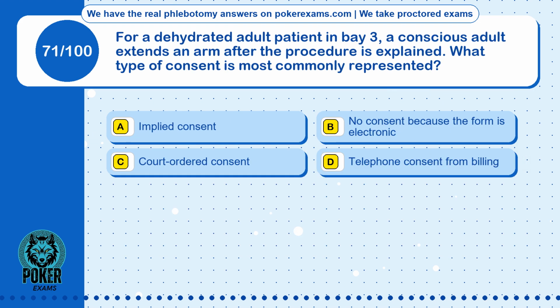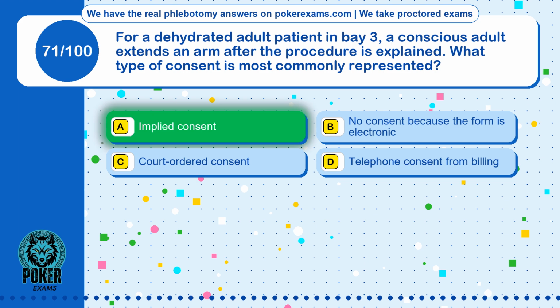Question 71. For a dehydrated adult patient in Bay 3, a conscious adult extends an arm after the procedure is explained. What type of consent is most commonly represented? Option A, implied consent. Option B, no consent because the form is electronic. Option C, court-ordered consent. Option D, telephone consent from billing.